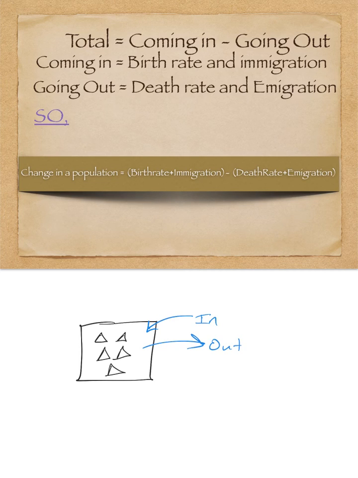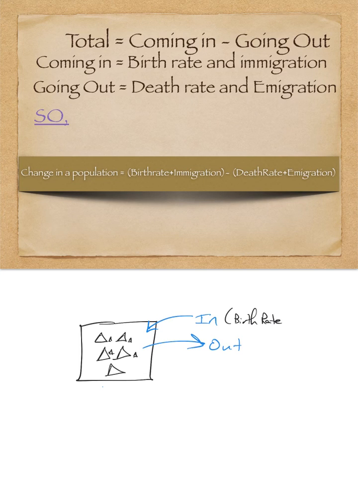Now, what determines what comes in and what comes out of a population? Well, obviously, one of the things that living systems do is give birth, right? So giving birth is definitely something that you want to take a look at. So the little baby triangles are going to be born. How many of those are born over time? That's called the birth rate. So part of the in is going to be the birth rate.